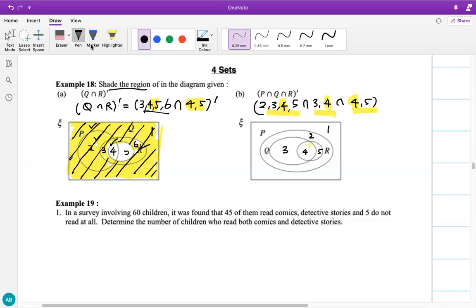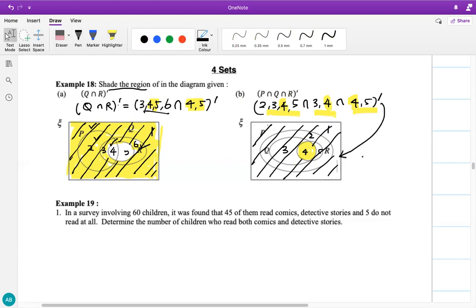Therefore, since it's the complement, we only shade outside 4. We don't shade this area because this area is P intersect Q intersect R. So we just shade outside. Outside is this area.